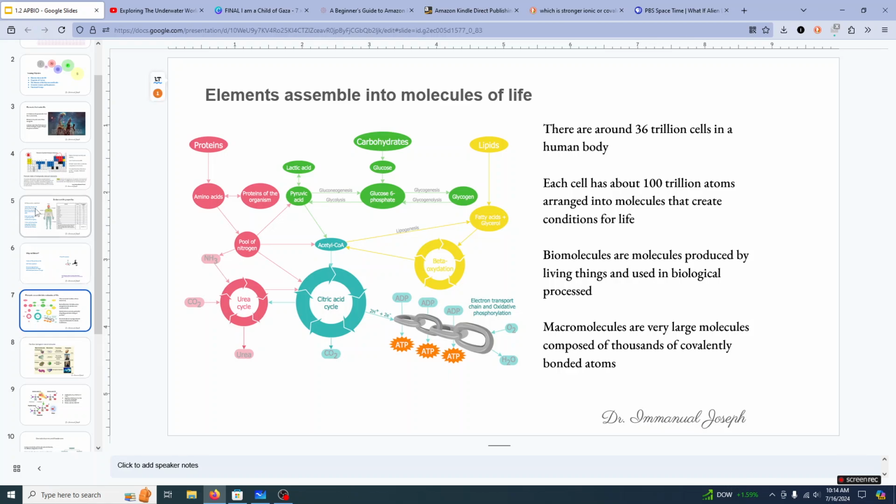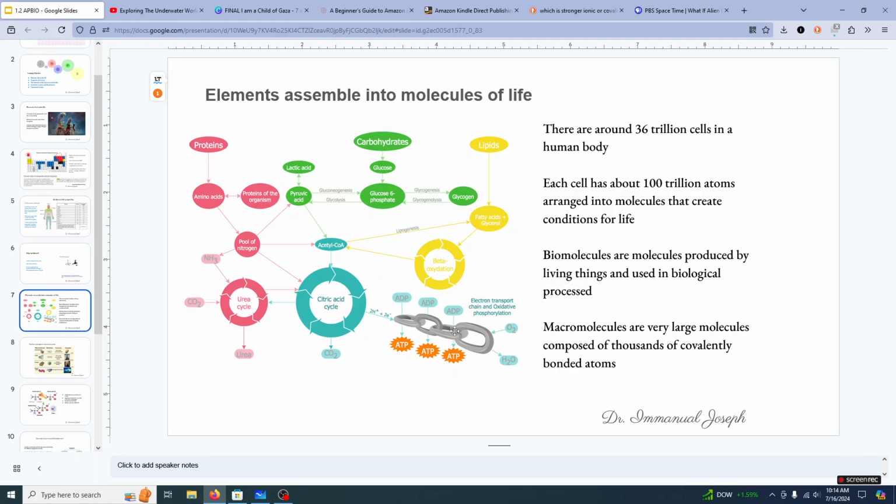So now we have established why some elements are more suitable for life than others. So looking at how elements are assembled, you have water, of course, which is important for life, and small molecules like ADP and ATP.